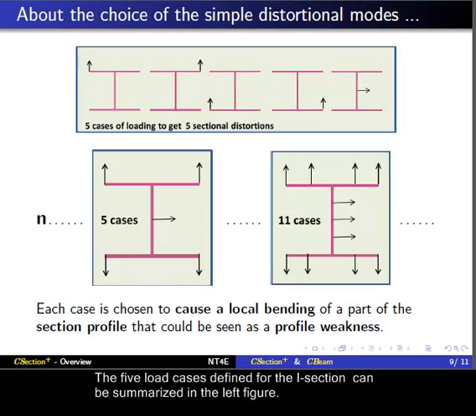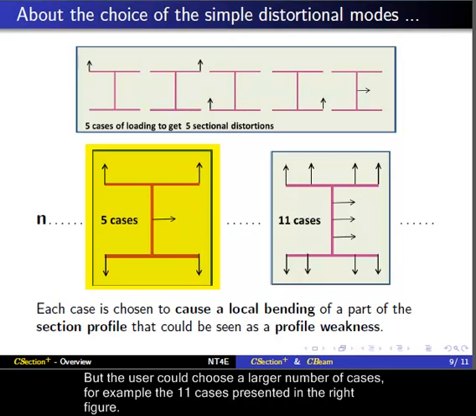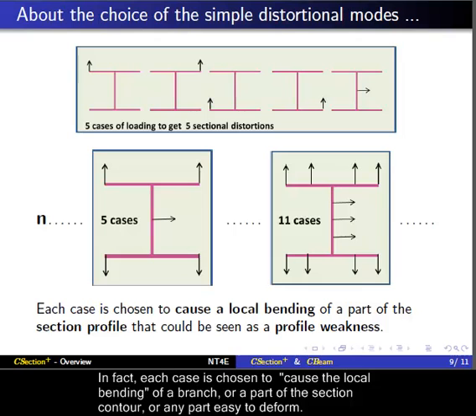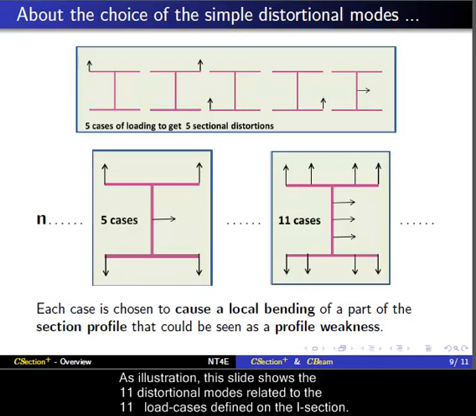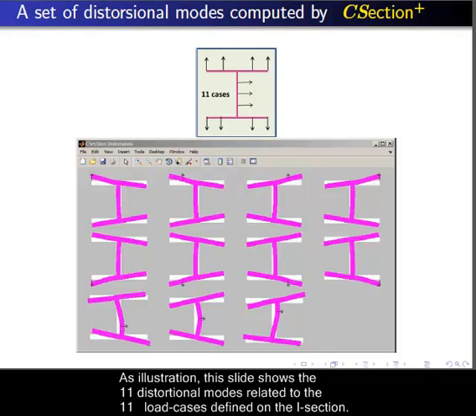The 5 load cases defined for the I section can be summarized in the left figure. But the user could choose a larger number of cases, for example the 11 cases presented in the right figure. In fact, each case is chosen to cause the local bending of a branch or a part of the section contour or any part easy to deform. As illustration, this slide shows the 11 distortional modes related to the 11 load cases defined on the I section.